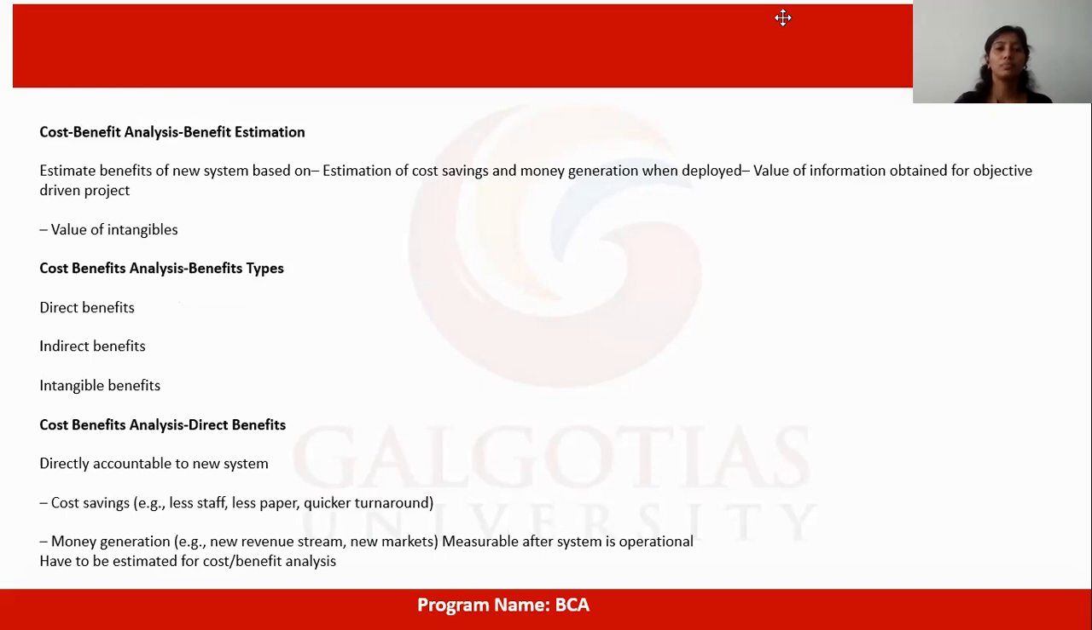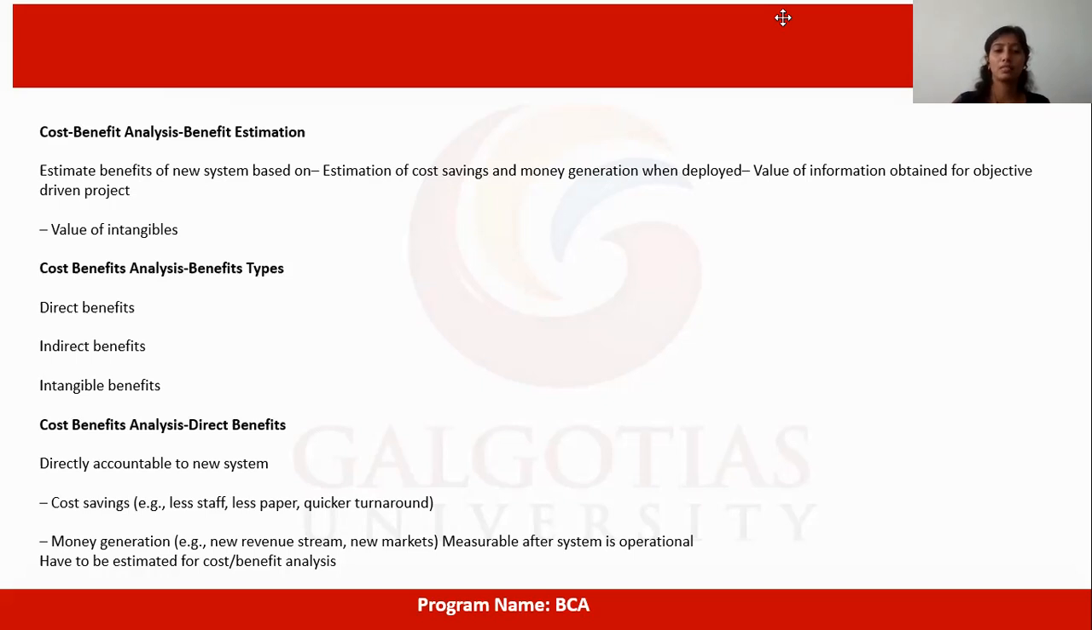And then we have the cost benefit analysis, benefit estimation. Estimation of benefits of the new system based on estimation of cost saving and money generation when deployed. Value of information obtained for an objective driven project. Value of intangibles. Cost benefit analysis, benefit types. Then we have the direct benefits, indirect benefits, intangible benefits.